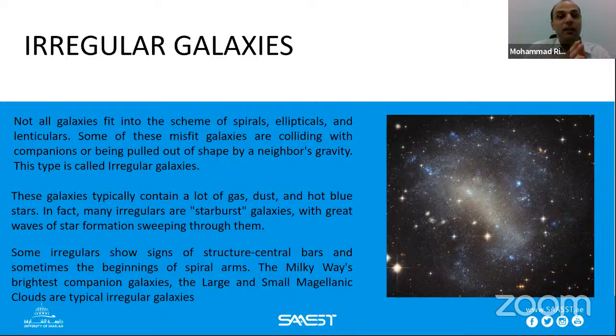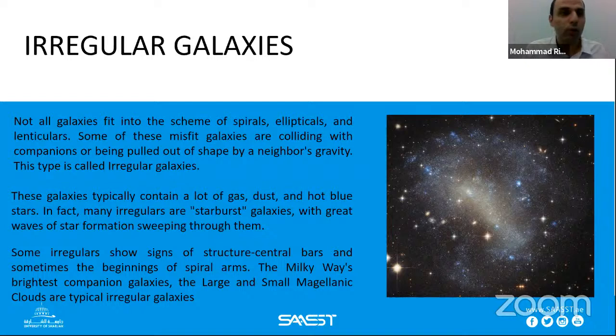Some of these misfit galaxies are colliding with their components or being bowled out of shape by the neighbor galaxy's gravity. So the galactic tidal effect and gravitational forces can destroy the whole structure of the galaxy and make it an irregular galaxy. This kind of galaxy is out of our classification diagram, the tuning fork diagram. So IRR, you cannot fit in any category.